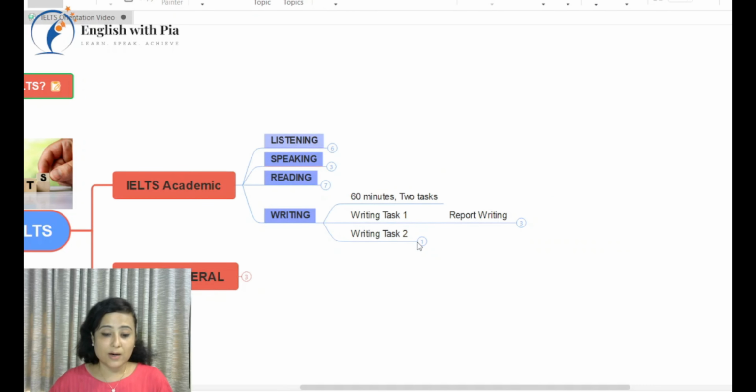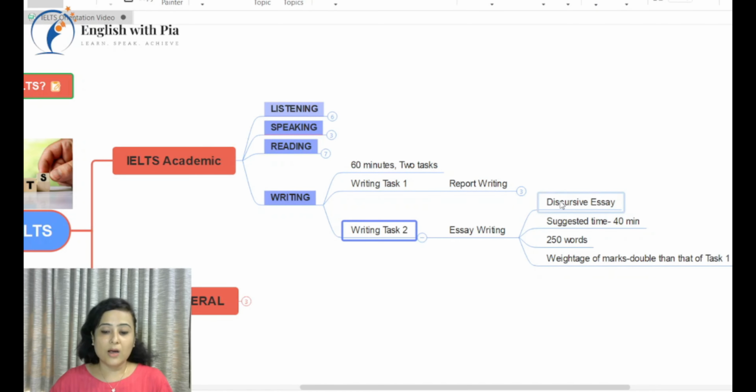Now, as far as writing task 2 is concerned, it's usually an essay that you will be getting. In essays, there could be different types. The type of the essay usually is discursive. The suggested time for writing an essay is 40 minutes in your IELTS exam, and the minimum number of words that you need to write is 250 words.